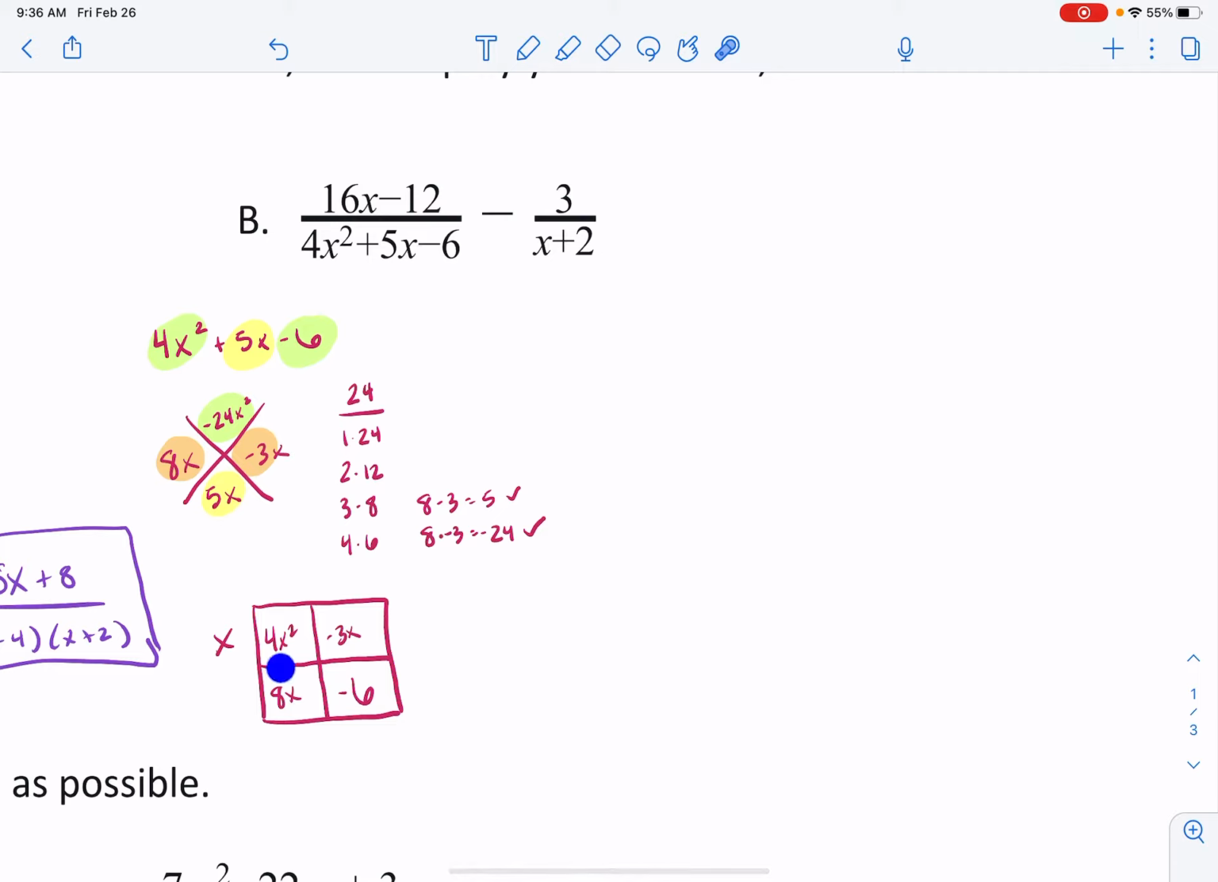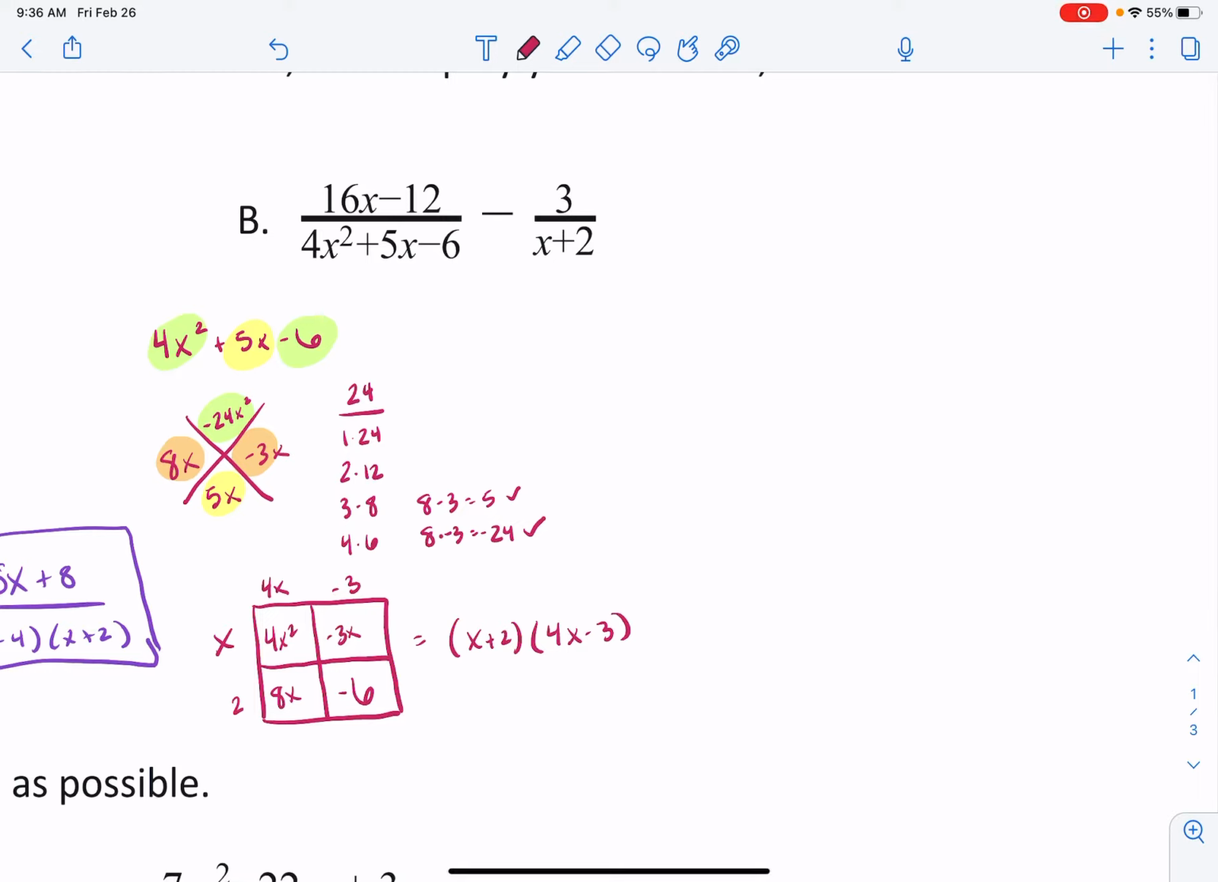So x times what gives me 4x squared? That would be a 4x. And x times what gives me negative 3x? That would just be a negative 3. 4x times what gives me 8x? That would be a positive 2. And 2 times negative 3 is negative 6. So I've got x plus 2, 4x minus 3.